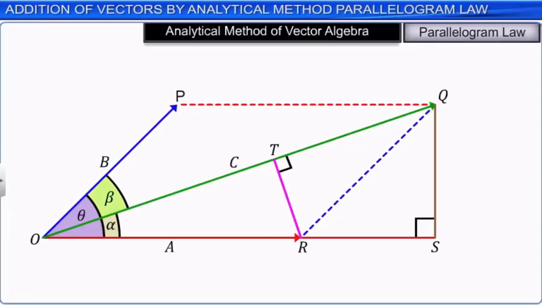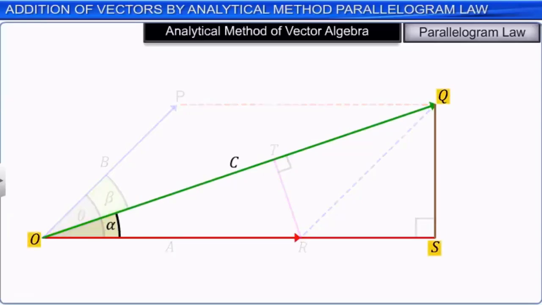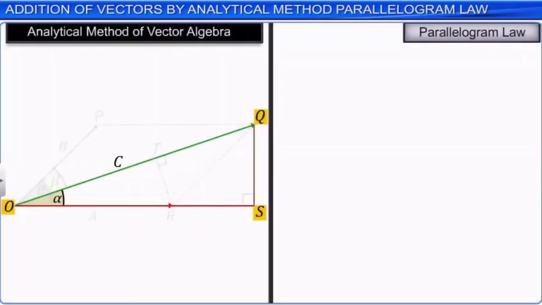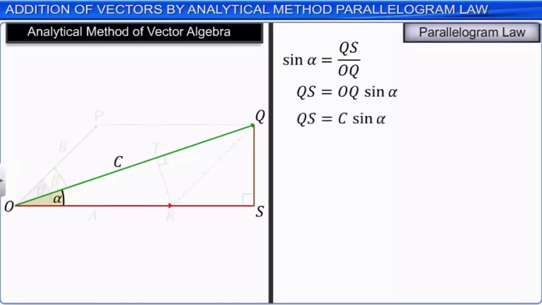Now, consider the triangle OSQ. From triangle OSQ, we can write sin alpha is equal to QS by OQ. QS is equal to OQ sin alpha. QS is equal to C sin alpha. Let this be equation 7.